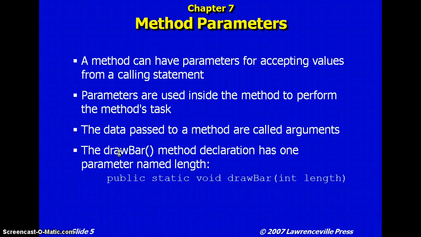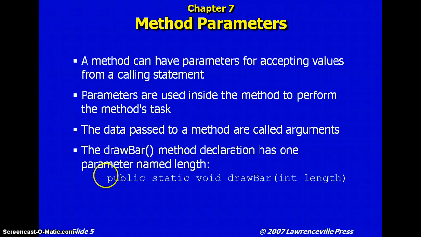Method parameters. A method can have parameters for accepting values from a calling statement. We can pass information down to a method. And the beauty of this is that we can pass as many types of variables down, or as much information as we want, to a method. Parameters are used inside the method to perform the method's tasks.